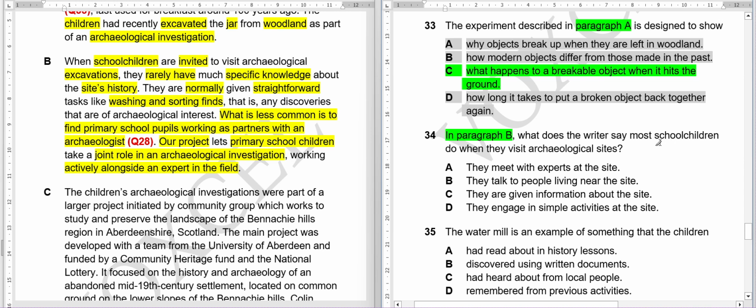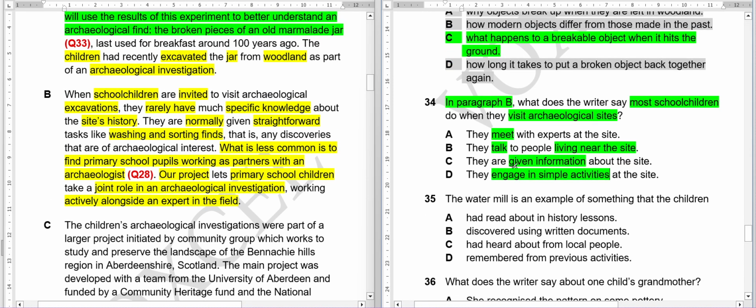So in paragraph B, we know the location that is in paragraph B. What does the writer say most school children do when they visit archaeological sites? So the writer says what most school children do, not some, but most, when they visit any archaeological sites. Option A, they meet with the expert at the site. B, they talk to people living near the site or living close by. C, they are given information about this site, so they are provided with the information. D, they engage in simple activities. So obviously we know our answer is in paragraph B, and this is our question. So your time starts now.